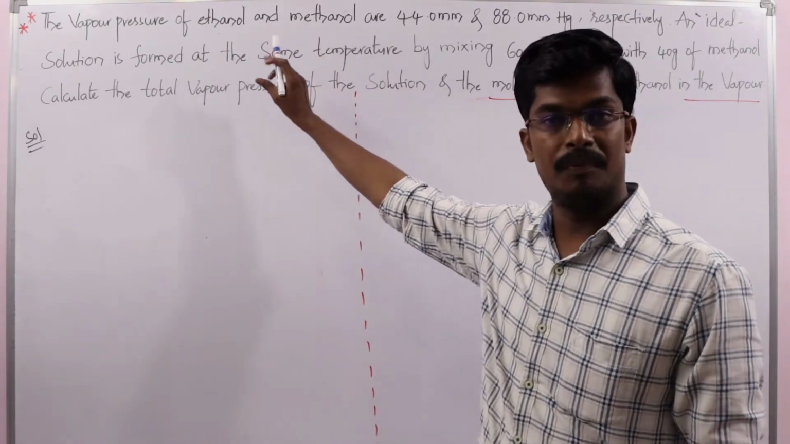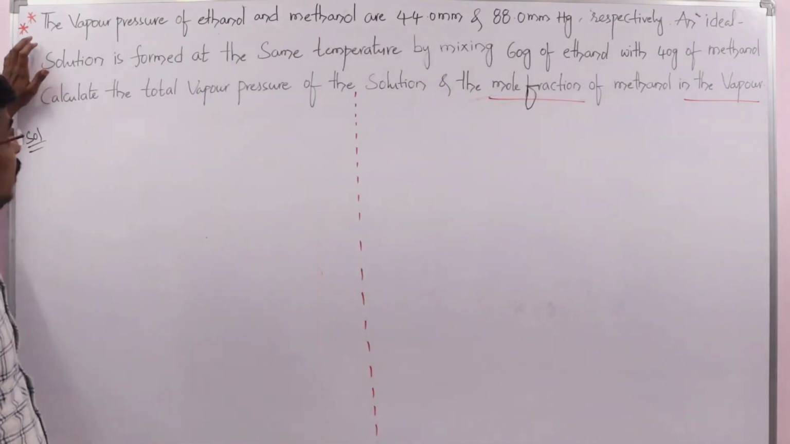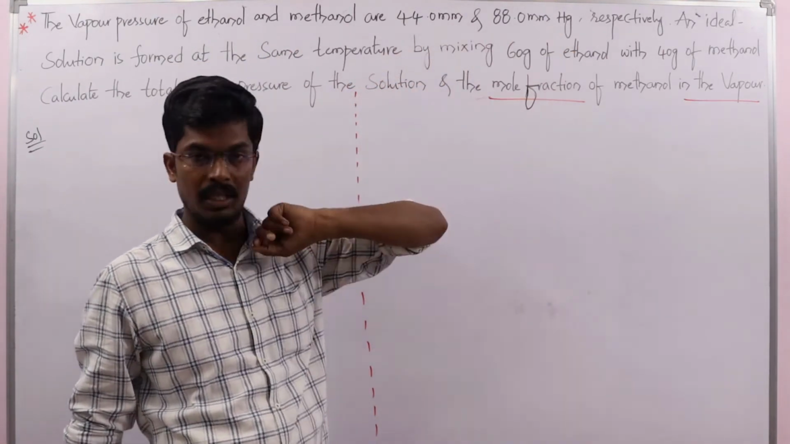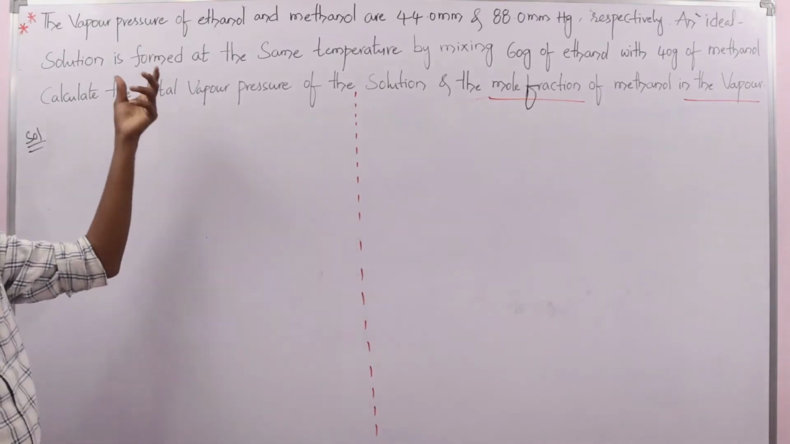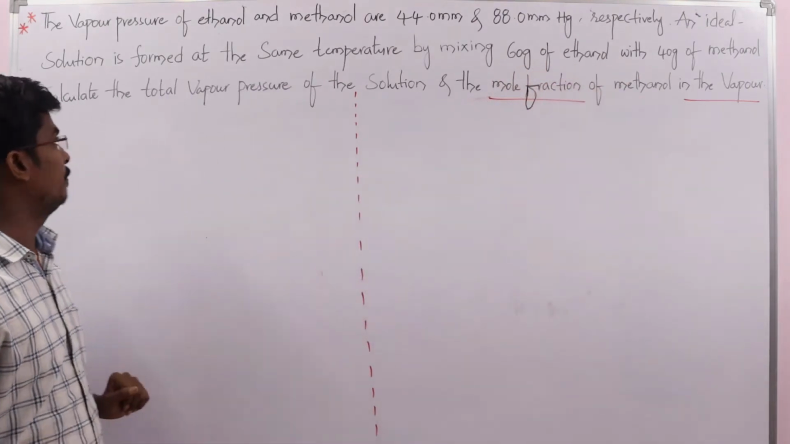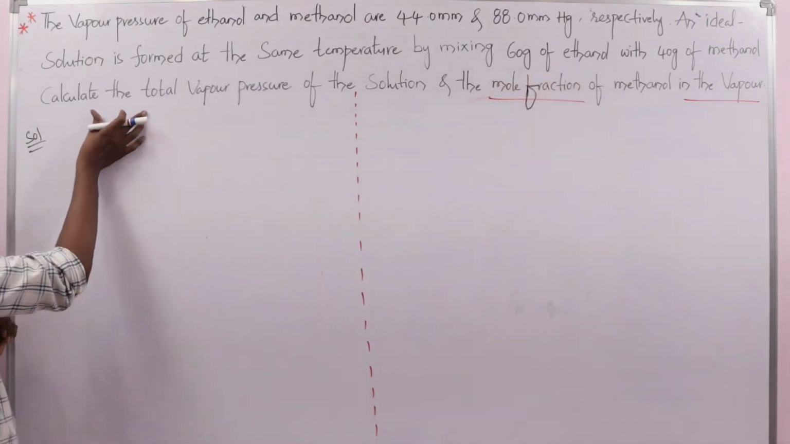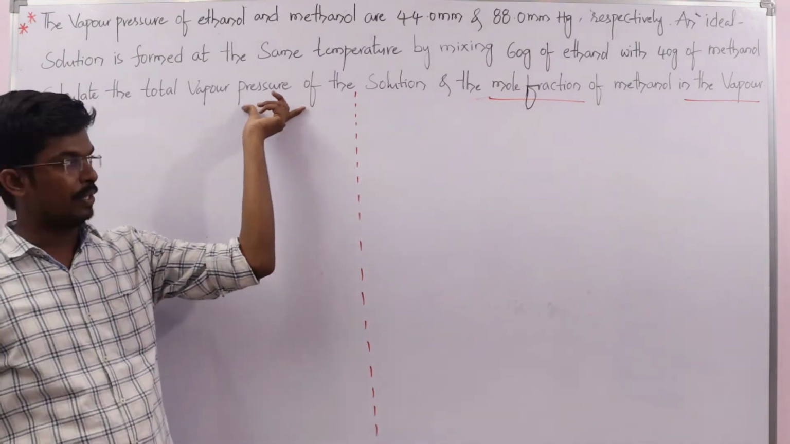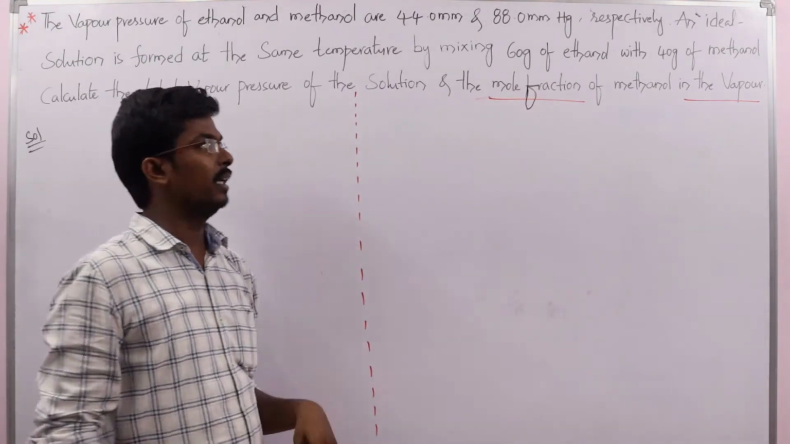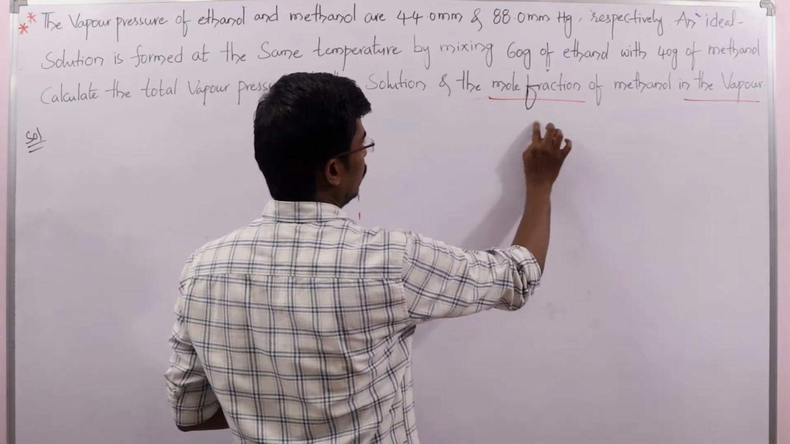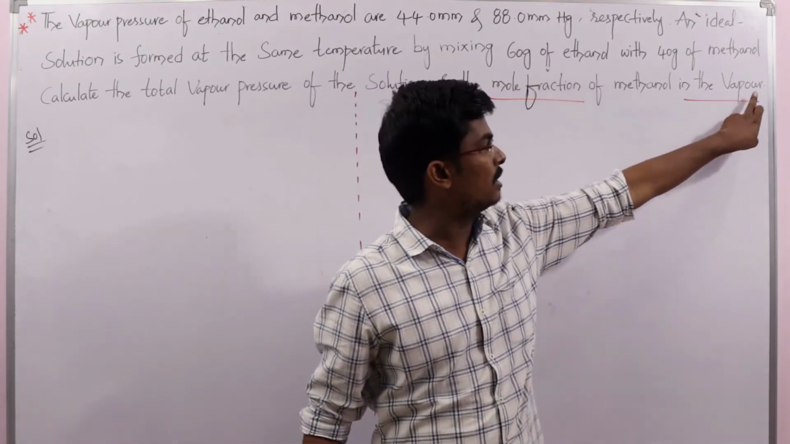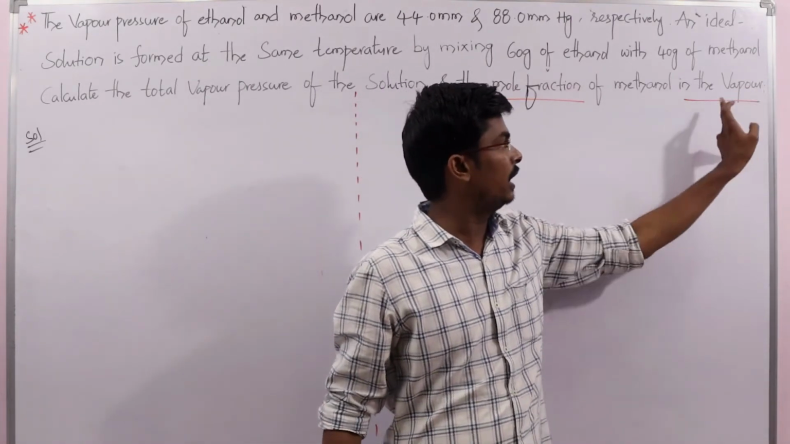The very important model from Raoult's law. Here I am given that the vapor pressure of ethanol and methanol are 44 and 88 mmHg respectively. An ideal solution is formed at the same temperature by mixing 60 grams of ethanol with 40 grams of methanol. I am asking to calculate the total vapor pressure of the solution and the mole fraction of methanol in the vapor. The important thing when we are asked about mole fraction is that you must first observe whether they are asking about the vapor phase or the liquid phase. Okay. So here you will get a little confusion.